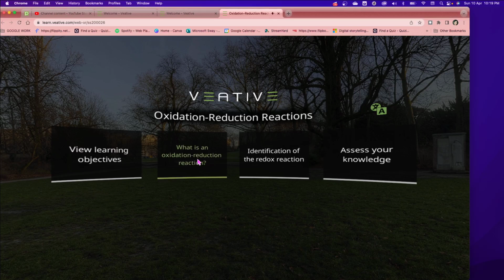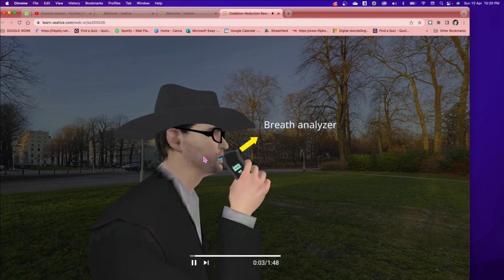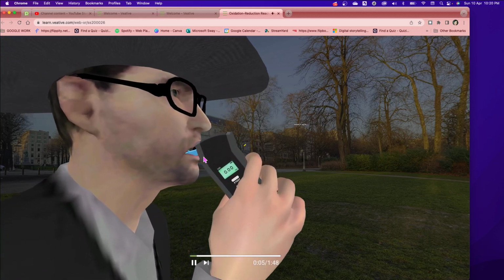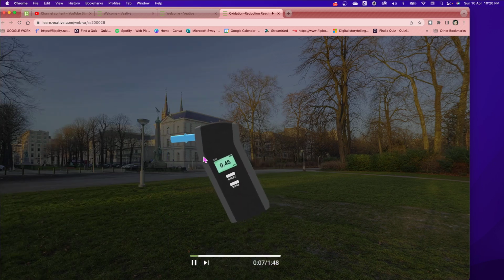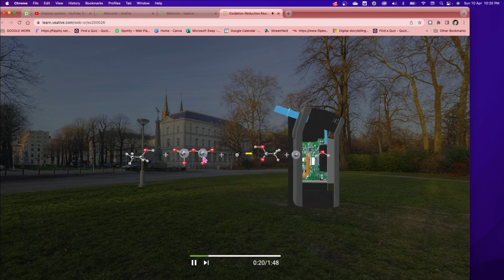What is an oxidation reduction reaction? Do you know the working principle of a breathalyzer for alcohol? When ethyl alcohol vapor present in the breath comes in contact with the orange-colored acidified potassium dichromate present in the breathalyzer, an oxidation reduction reaction takes place.